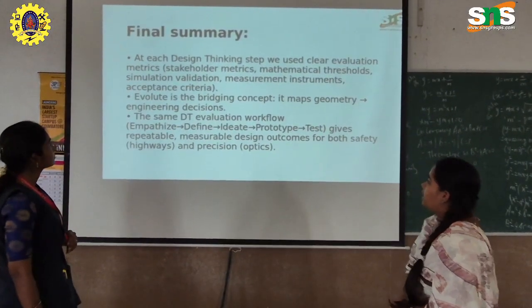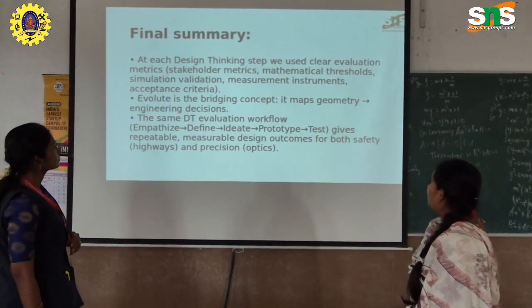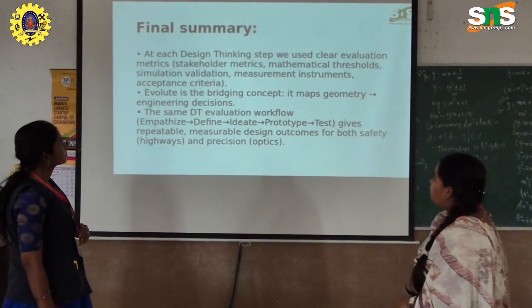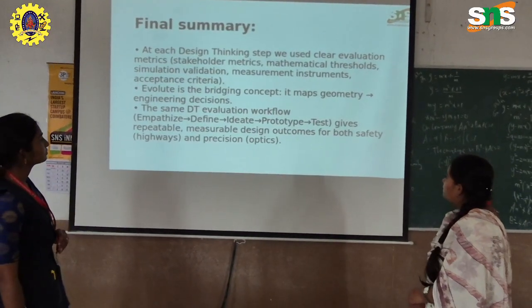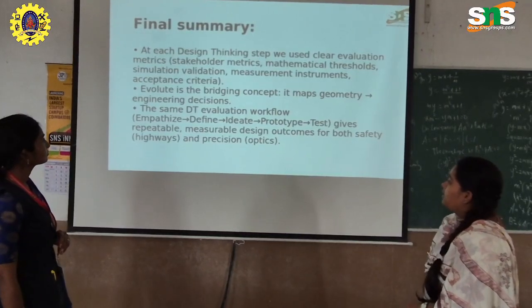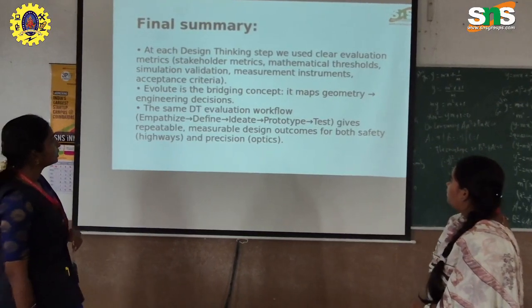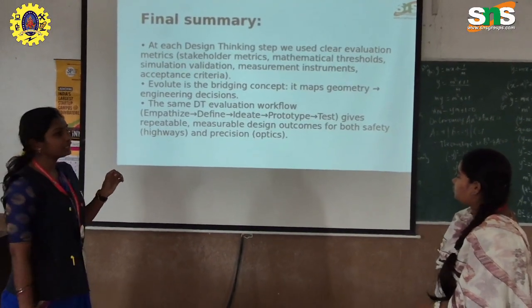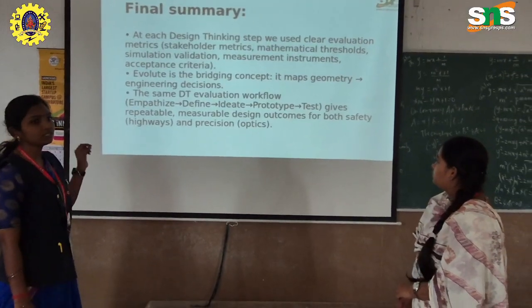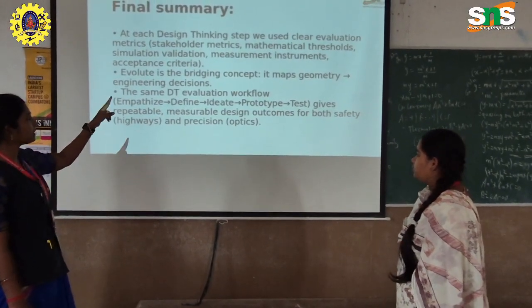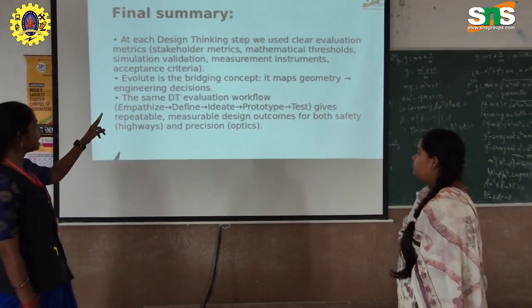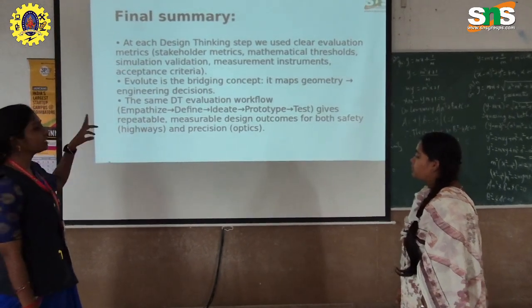Final summary. At each design thinking step, we use clear evaluation metrics, straightforward metrics, mathematical results, simulation validation, measurement instruments, and acceptance criteria. Evolute is the bridging concept here. It maps the geometry to the engineering decisions. In each of the slides, we have seen all these steps: stakeholder metrics, mathematical thresholds, simulation validation, measurement instruments to be used, and acceptance criteria.